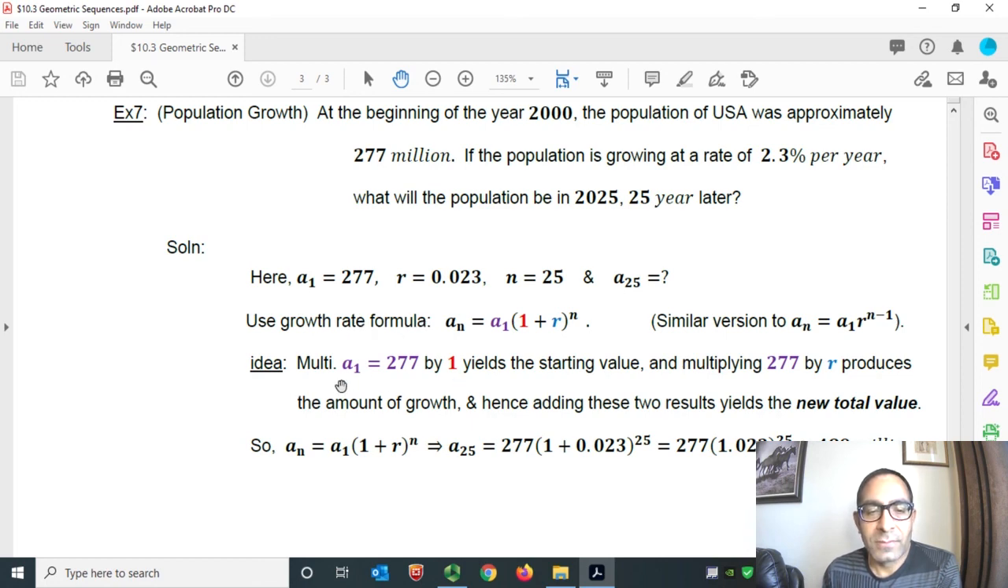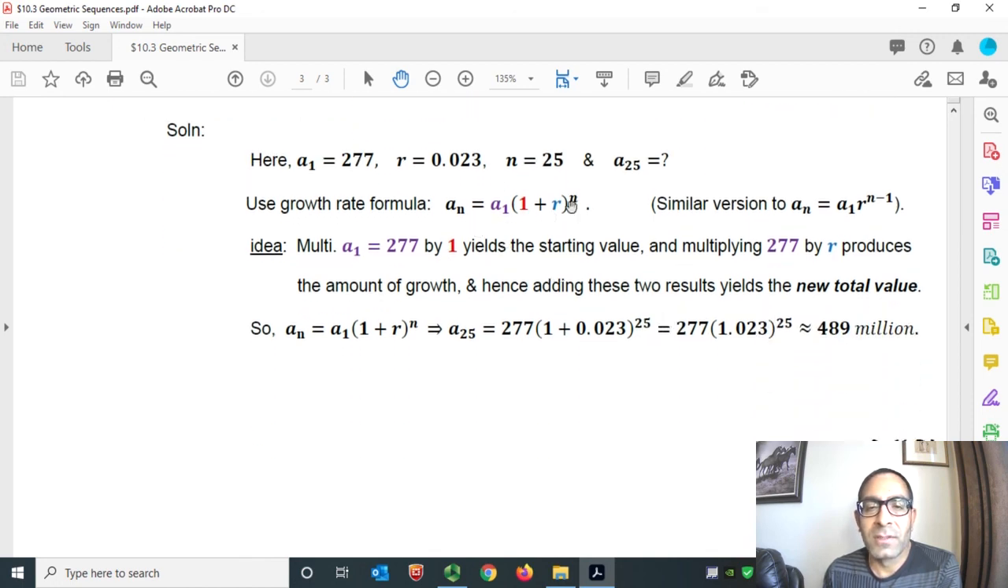This is the alternate formula to compute the growth rate. So the idea is to multiply the first term by 1, which is the starting value, and multiplying 277 by the common ratio r produces the amount of growth, and hence adding these two results gives the new total value. So by this formula, an equals a1 times 1 plus r raised to the power n. In the next step, n is 25, so we need to find A25. So A25 equals a1, the first term 277, times 1 plus r, the common ratio 0.023, raised to the power n, which is 25. I hope this setup makes sense to you all.